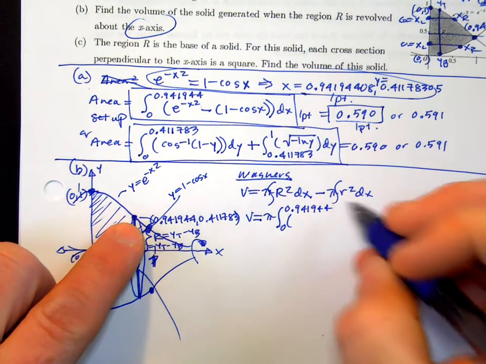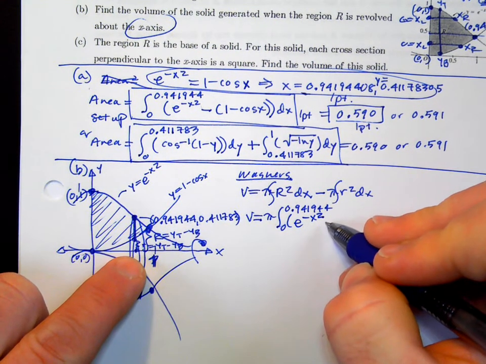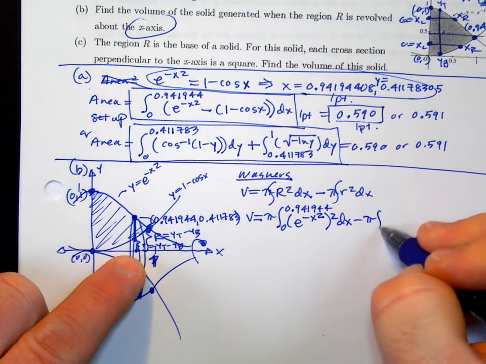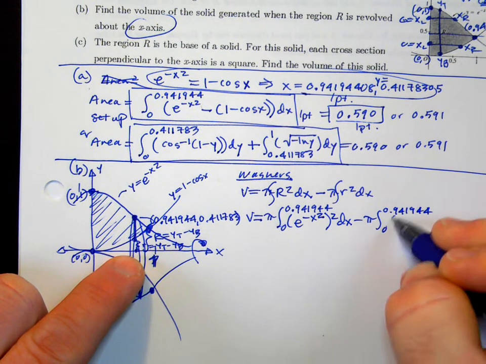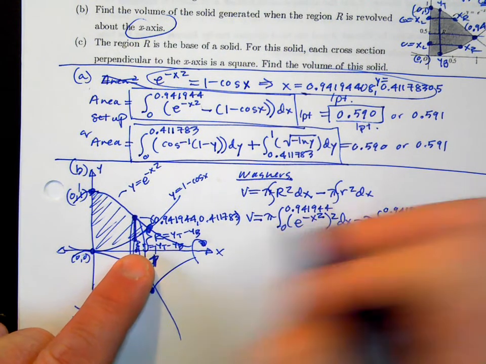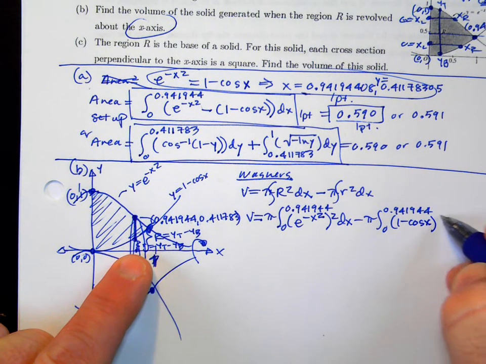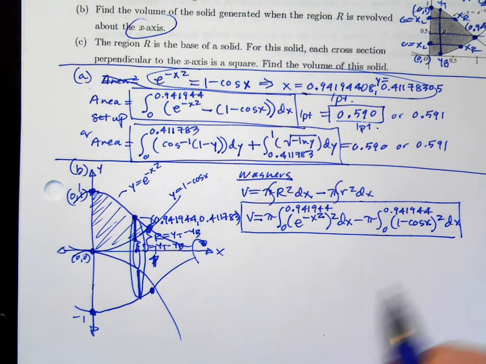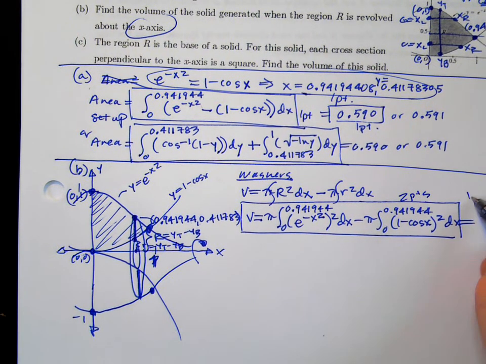So the first: y top is e to the negative x squared minus y bottom is 0 squared dx. You could put these in the same integral if you want to combine this all together, but you don't have to. The little radius y top is that 1 minus cosine x curve, and y bottom is 0 squared dx. That's your setup. And that is worth 2 points for the setup, and then you're going to get 1 point for the answer, which you're going to just do on your calculator.